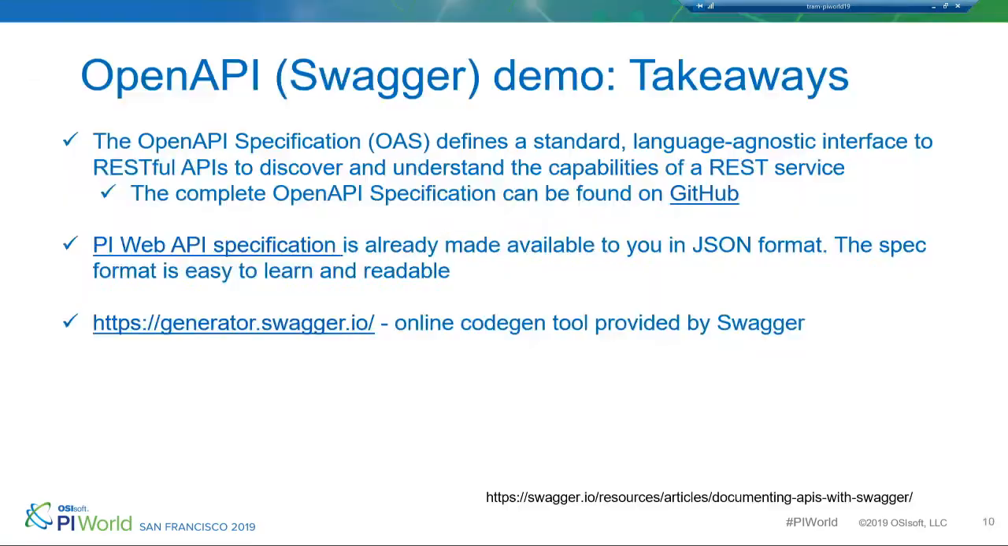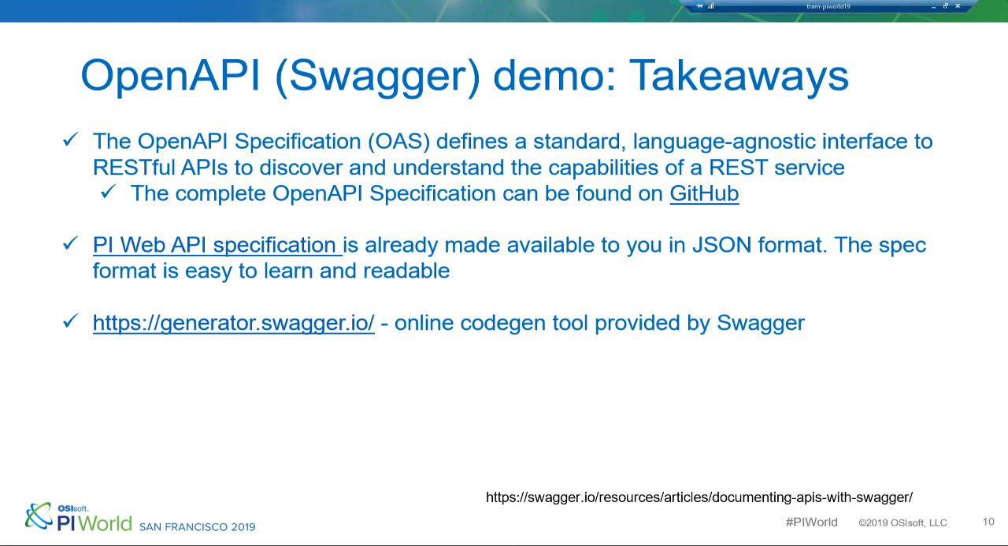So we just saw the demo. So what are the key takeaways from there? So OAS, or OpenAPI specification, is a standard. It's language agnostic. If you saw the specification, there's no mention of a particular language in there. It's not particular to C# or something like that, because it covers RESTful APIs. And it's for you to discover and understand the capabilities of a REST service. So just with this documentation, you can see what the controllers are available, what the response types would be, even without having direct access to your REST application.